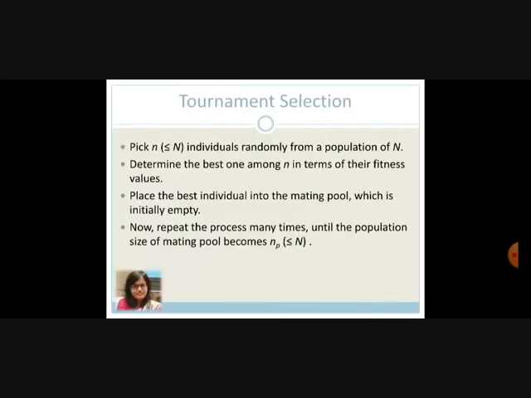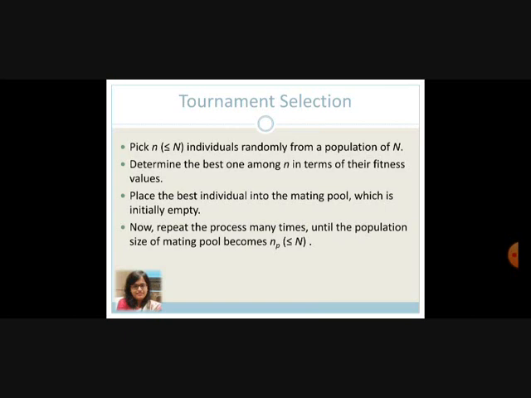After that, the next selection technique is tournament selection. So what is a tournament? Suppose n teams are playing with each other. Suppose it's a cricket tournament, so there will be n teams, and all of the teams are going to play with each other to decide who is the winner. Same thing for the chromosomes here.